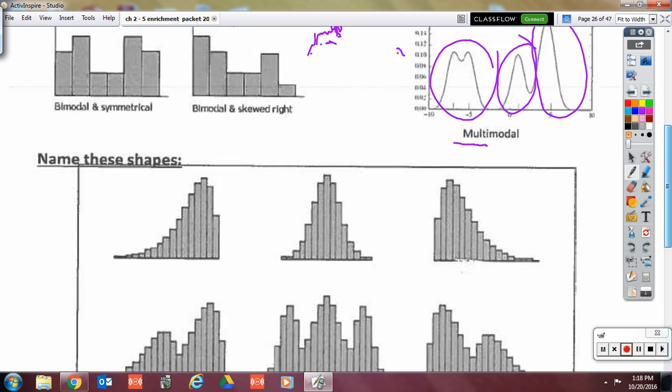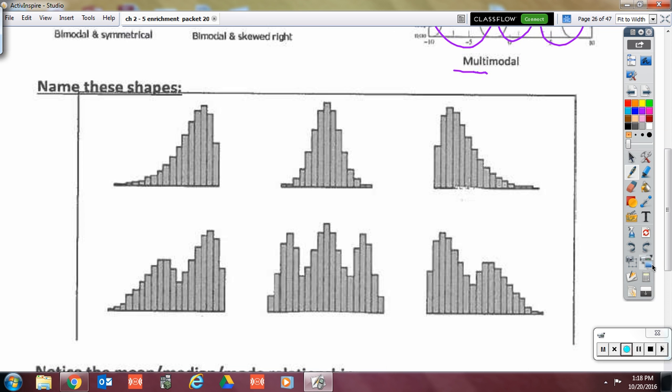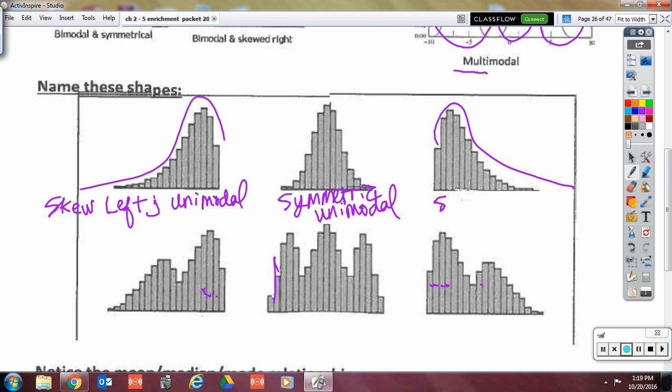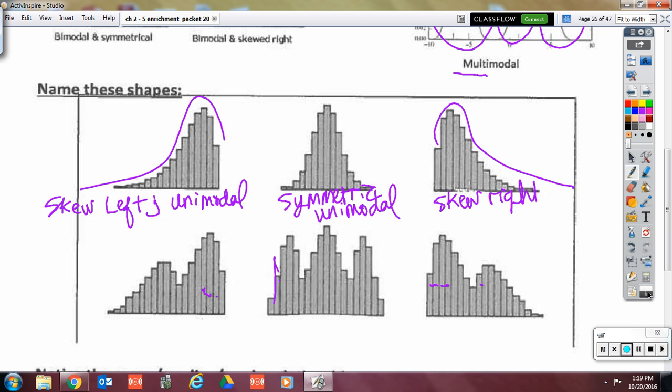Okay, so let's practice these. Oh, I should have numbered them or something. Okay, this top left one, what are you going to say? There's two words to describe this. Skewed left. And what else? Unimodal, good. Okay, how about this one in the middle? Symmetric and unimodal, good. Okay, this next one here. Skewed right and unimodal. Okay, good.